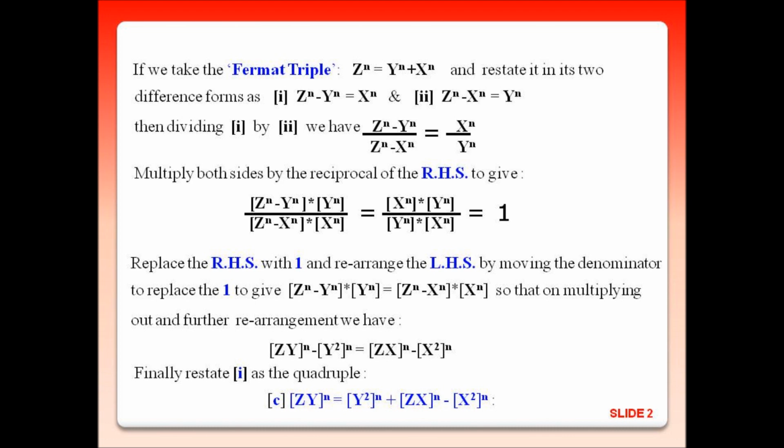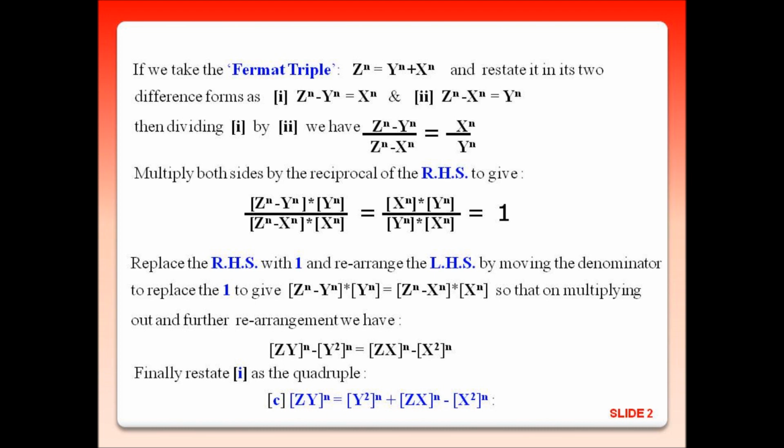Replace the right hand side with 1 and rearrange the left hand side by moving the denominator to replace the 1, to give z to the n minus y to the n, all times y to the n, is equal to z to the n minus x to the n, all times x to the n, so that on multiplying out and further rearrangement we have zy to the power n minus y squared to the power n is equal to zx to the power n minus x squared to the power n.